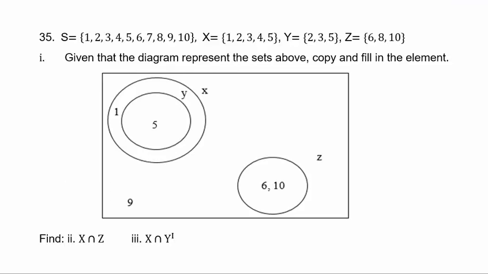Example 35. The universal set S is equal to this, and we have the subsets S, Y, and Z. Roman figure 1. Given that the diagram represents the sets above, copy and fill in the elements. You have the diagram, then find Roman figure 2, S intersection Z. Roman figure 3, S intersection Y complement.